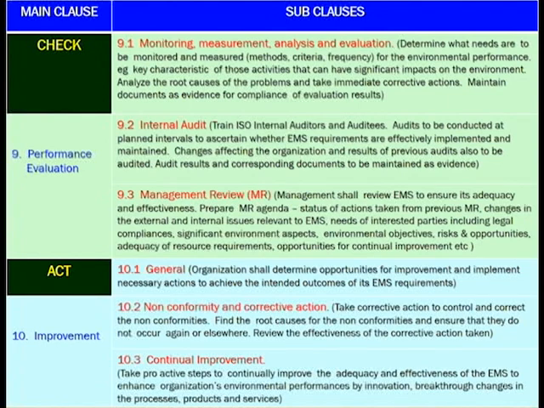9.3 is about conducting management review meetings. Management shall review EMS status to ensure its adequacy and effectiveness. Management review agenda should include status of actions taken from previous MR meetings, changes in the external and internal issues relevant to EMS, needs of interested parties including legal compliance, significant environmental aspects, environmental objectives and targets like specific consumption of water, steam and energy per ton of product, risks and opportunities, any changes in the process, adequacy of resources requirements, opportunities for continual improvement, etc.